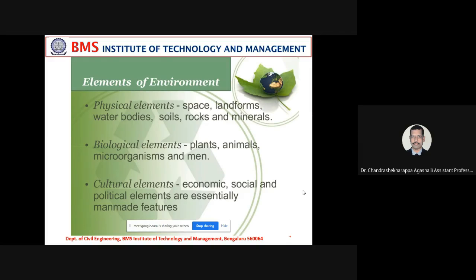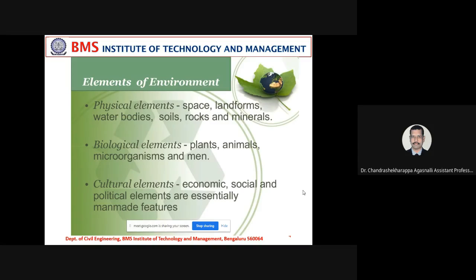That is the number. We are not going to a deeper level in rocks and minerals now. And biological elements, what is that? Plants and animals, which you studied at the PU level. That's called your biology. And microorganisms and man. And cultural elements: economic, social, political elements, which are essentially man-made features. Now these are all the elements of environment.